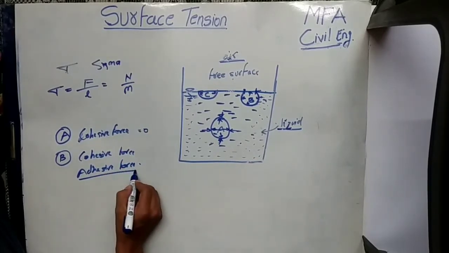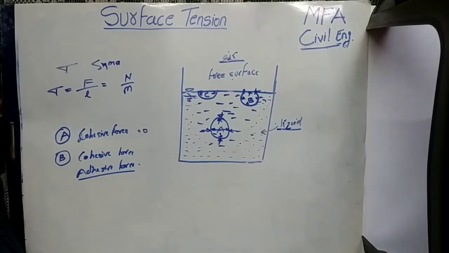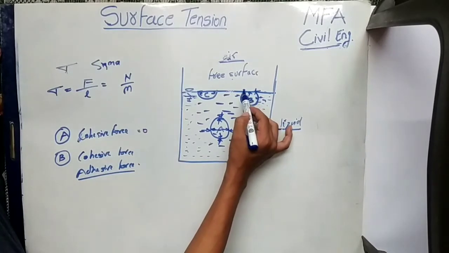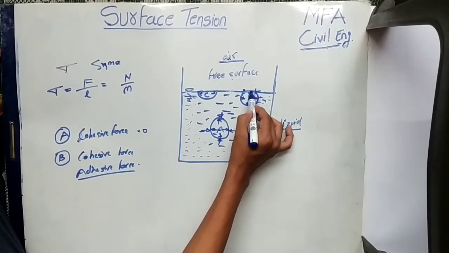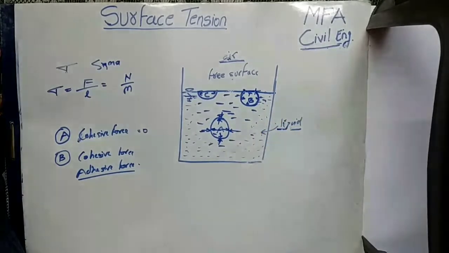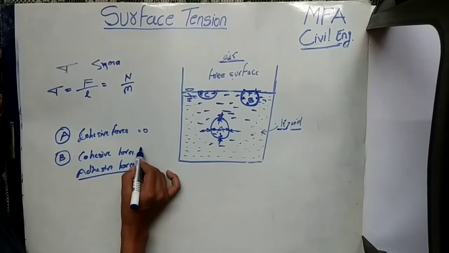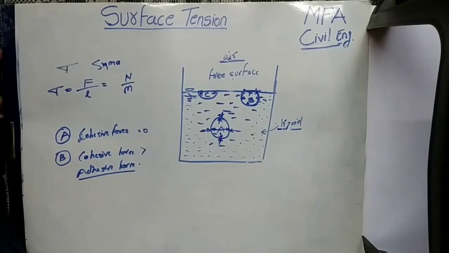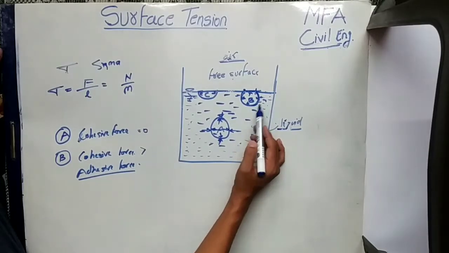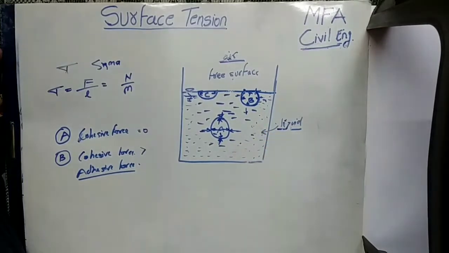Adhesive force is a force which exists between two molecules of different substances. In this region, where molecule B is exposed to the air, adhesive force is predominant, and in the other region, cohesive force is predominant. Cohesive force is always greater than the adhesive force, so molecule B, which is partially submerged in the liquid, experiences a tensile pull in a downward direction.